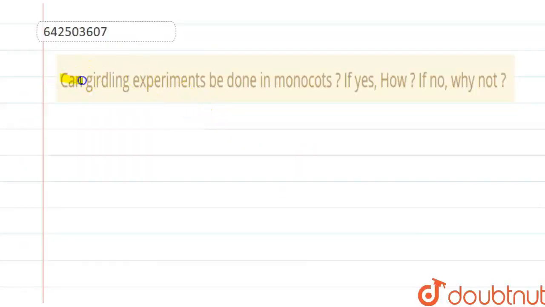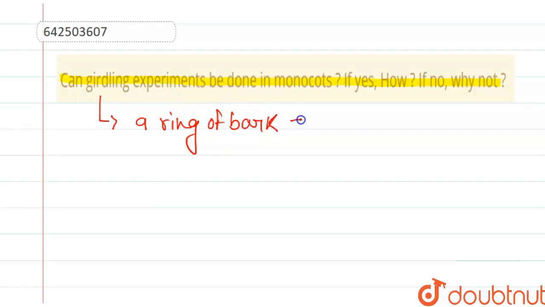Question is, can girdling experiments be done in monocots? If yes, how? And if no, why not? So our answer will be that girdling experiments do not occur in the case of monocots, because in the girdling experiment, a ring of bark is removed from a woody plant. So a ring of bark is removed from the woody plant for the girdling experiment.